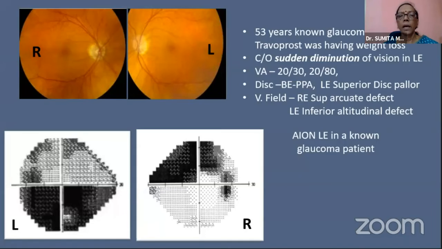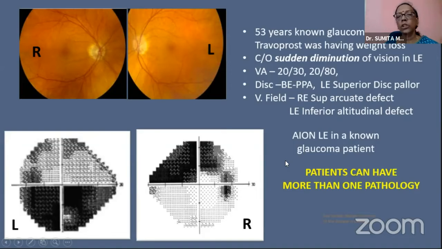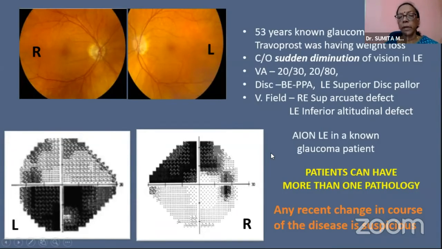Then another thing is that suppose we know some patient who is visiting us regularly, and suddenly he reports a sudden diminution of vision in one of the eyes. That means there is something else happening other than glaucoma or alongside the glaucoma, because glaucoma will not make the patient immune to other diseases. In this case, the AION has developed in the non-glaucoma patient. So any change in the course of the disease is suspicious. Here the patient is suddenly developing some field defect, and that is due to a change in the pathology.